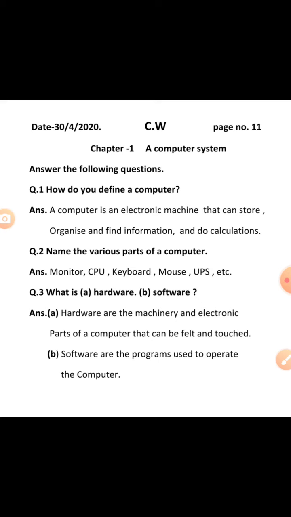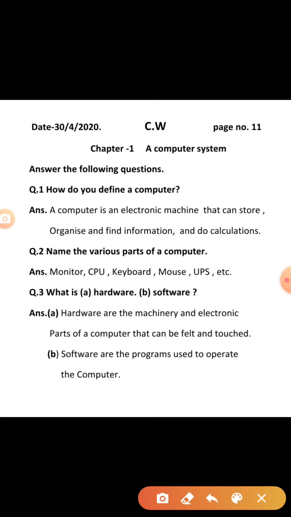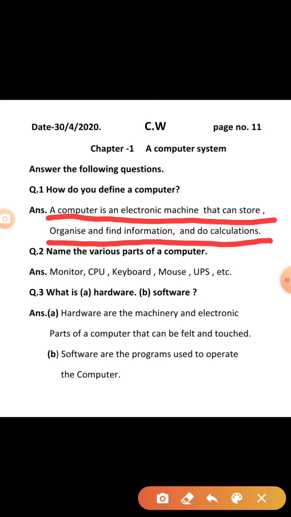How do we define a computer? Write the answer. A computer is an electronic machine that can store, organize and find information and do calculations.